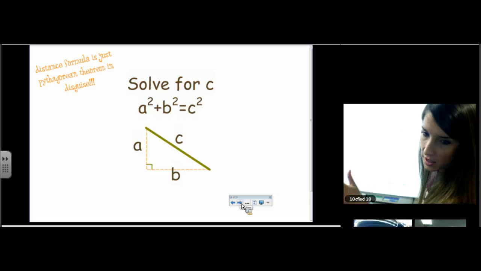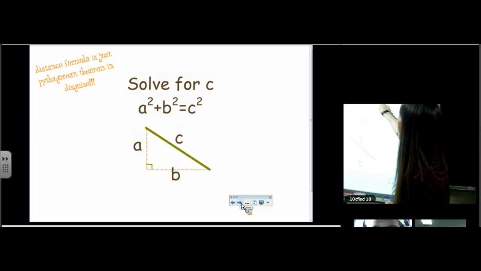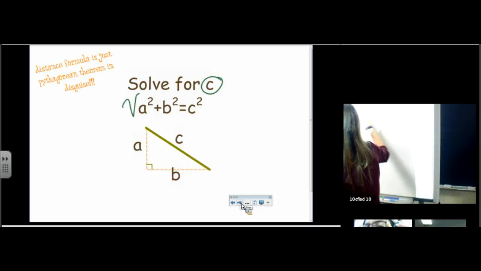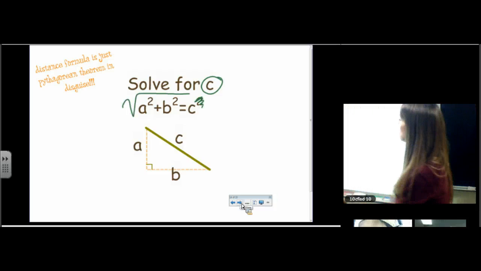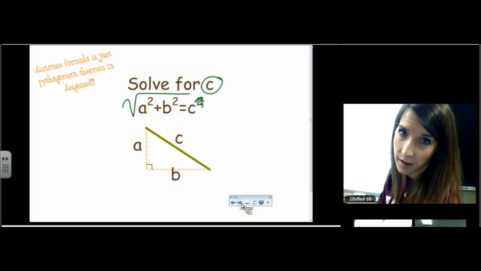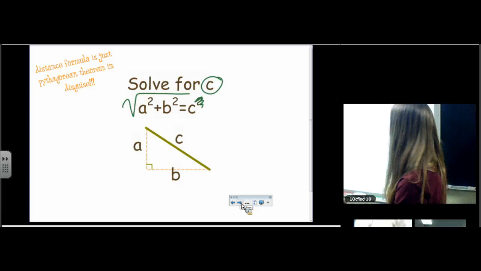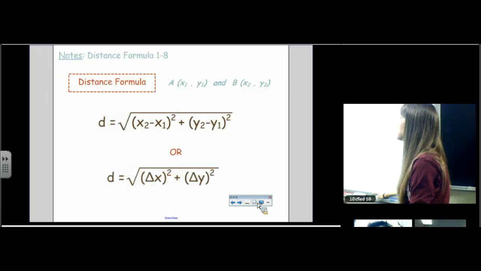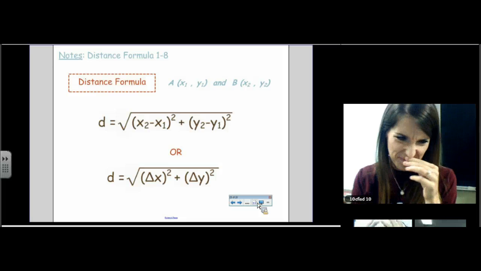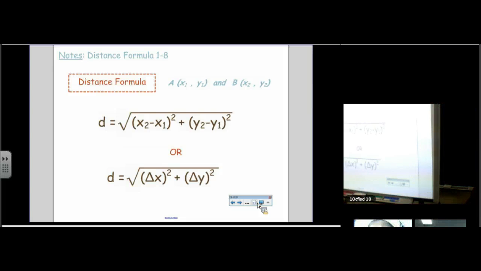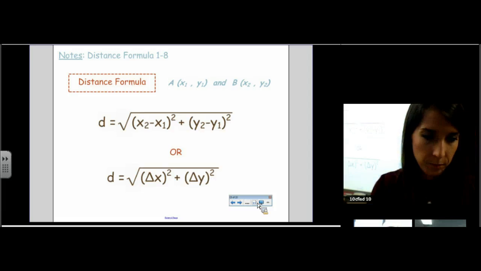So we kind of already talked about this. If we were to solve for c, it would look like this. c equals the square root of a squared plus b squared. So that's what the distance formula is. Go ahead and write this down somewhere. This is the distance formula.